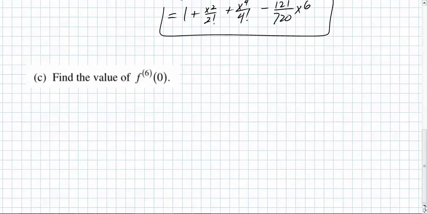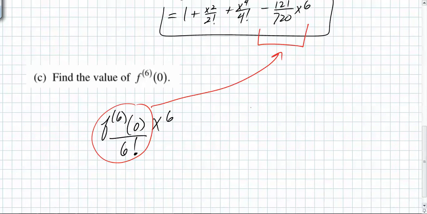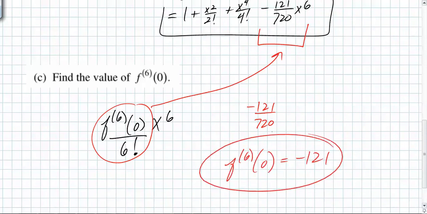General Taylor polynomial for the x to the 6th term. So basically, if you had x to the 6th right here in the general Taylor polynomial, what's the coefficient of that? It's f6 evaluated at 0 over 6 factorial, correct? In the general Taylor polynomial, it tells you that the coefficient of x to the 6th is this, correct? But look what we have right here. What is the coefficient of x to the 6th? What is 720? So therefore, what is f6 at 0 going to be equal to? Done. It's a 1-point question.